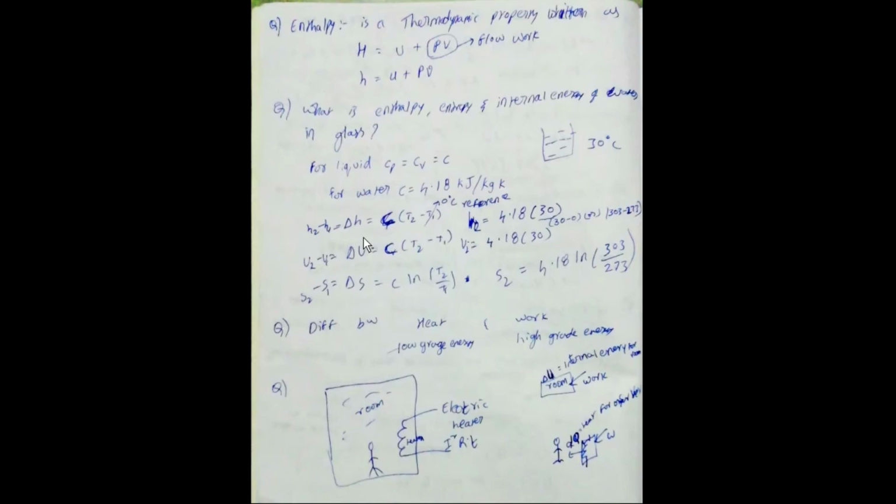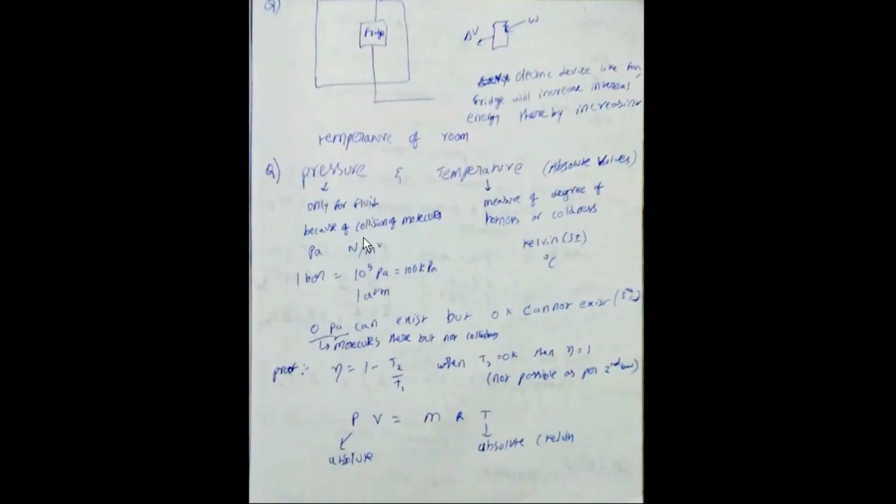Difference between work and heat: heat is low grade energy, work is high grade energy. In a room, a person is there, and an electric heater is given. If the room is considered as the system, work is input by the electrical heater, which changes internal energy delta E. If the person is treated as the system, then heat is considered as heat from the heater: as work is given to the heater, dq is transferred to the person.